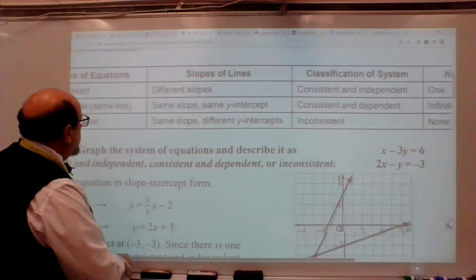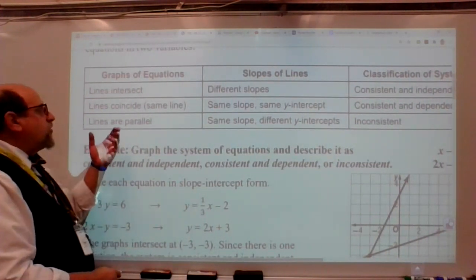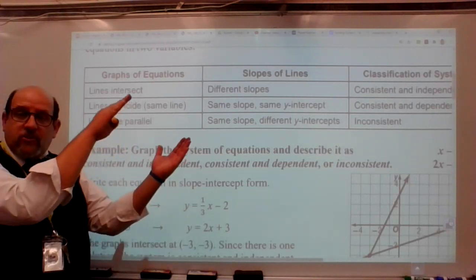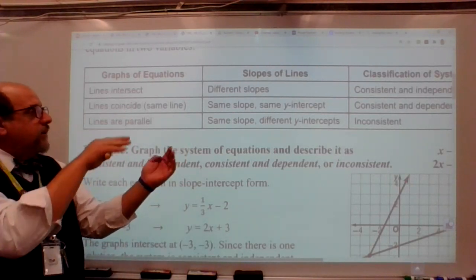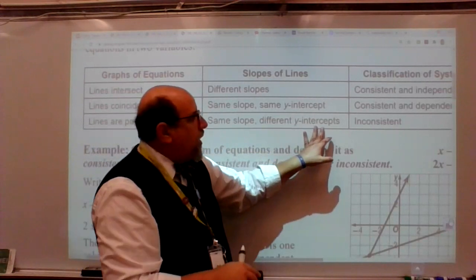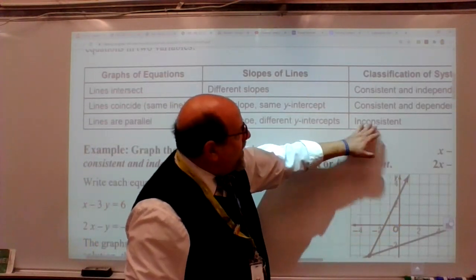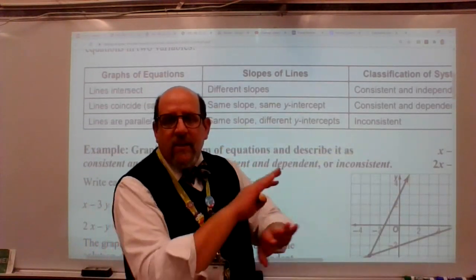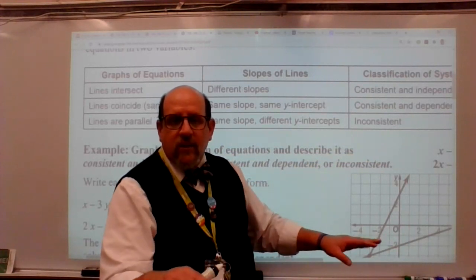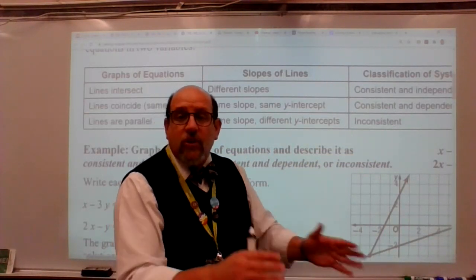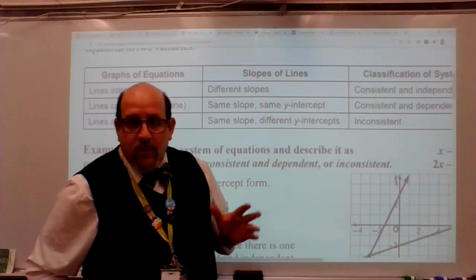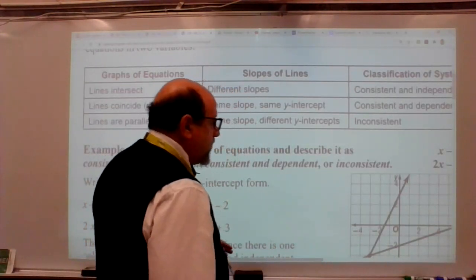The last one is, if lines are parallel, that means they have the same slope and they never come together. Right? They have the same slope but different y-intercepts. That means they're inconsistent and they don't intersect at all. So there's no solution to this system of equations.